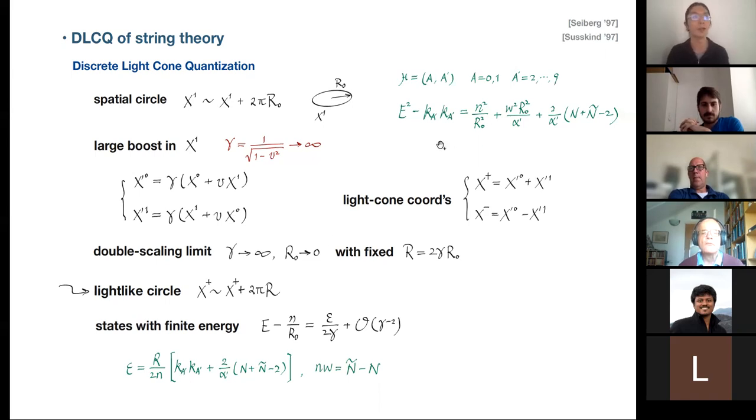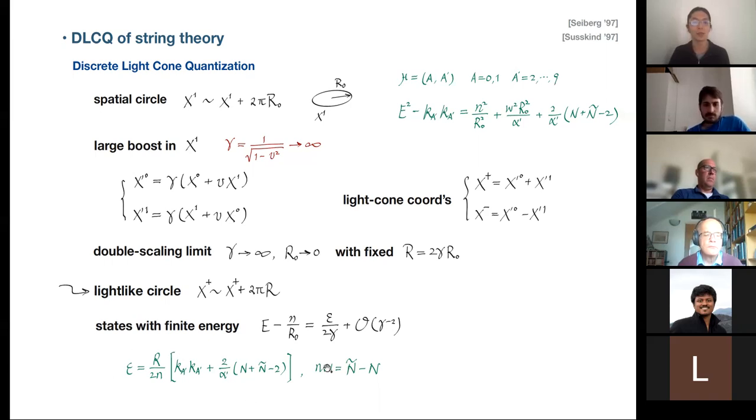Here I'm writing down the closed string dispersion relation. If you look at the original dispersion relation that we started with, there's a symmetry between the momentum number in x1, which is the Kaluza-Klein number, and the winding number in x1. So if you swap these two and also swap the radius, then the dispersion relation does not change. So this is called T-duality, which is short for target space duality in string theory.